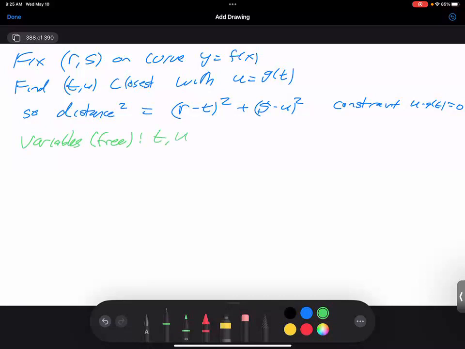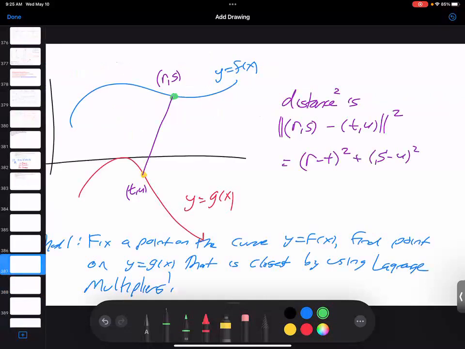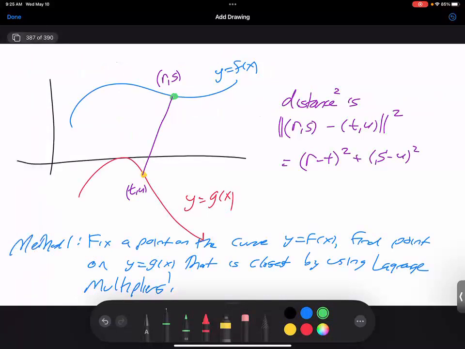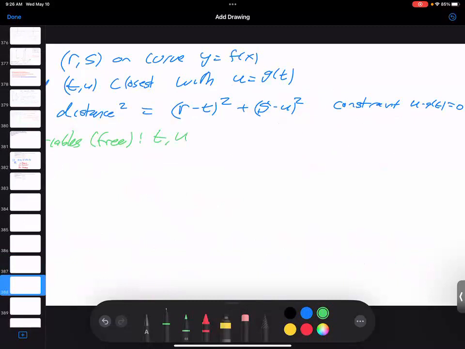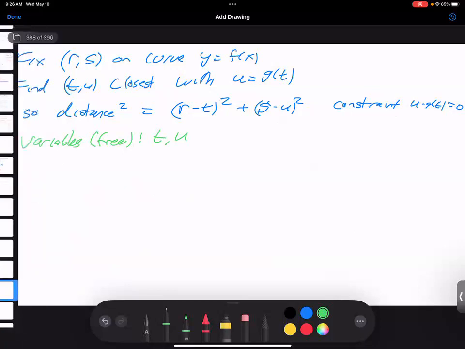Question. How did you set up that constraint? T has to be on the red curve, right? So you said U minus g of T, so U equals g of T. Yeah. Did I write it the wrong way? Yeah, no, U equals g of T or U minus g of T equals 0. So I just have to be there. My free variables are T and U.